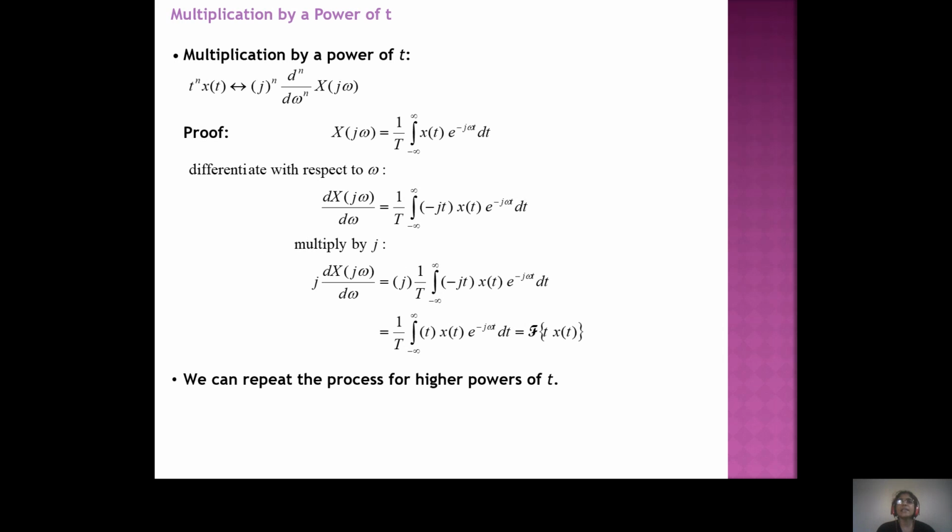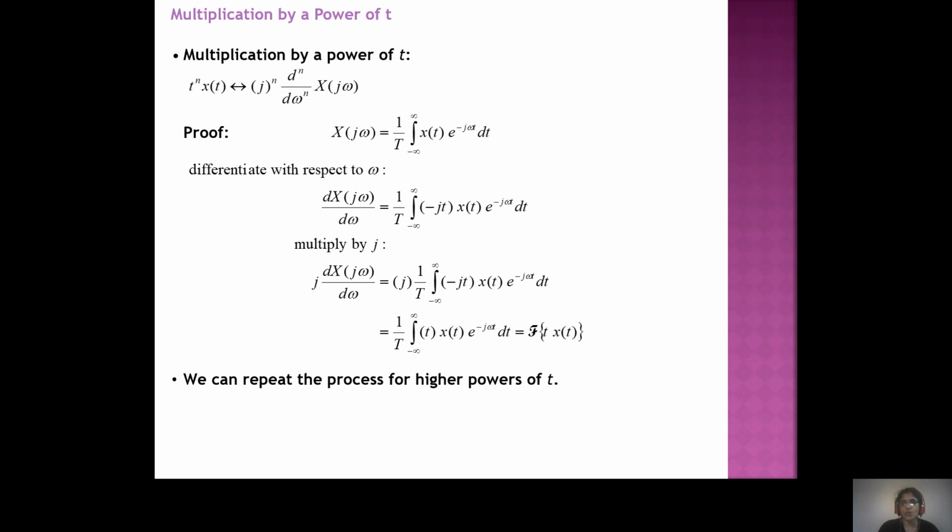Next one, multiplication by a power of t. Multiplication by a power of t, where t power n x of t corresponds to j power n d power n by d omega power n X of j omega. So what is the proof? X of j omega, we already know its value is 1 by T integral of minus infinity to infinity x of t e power minus j omega t dt.